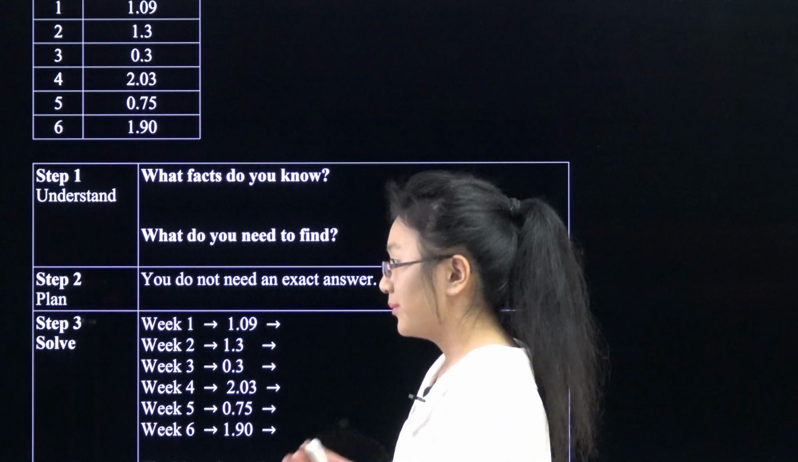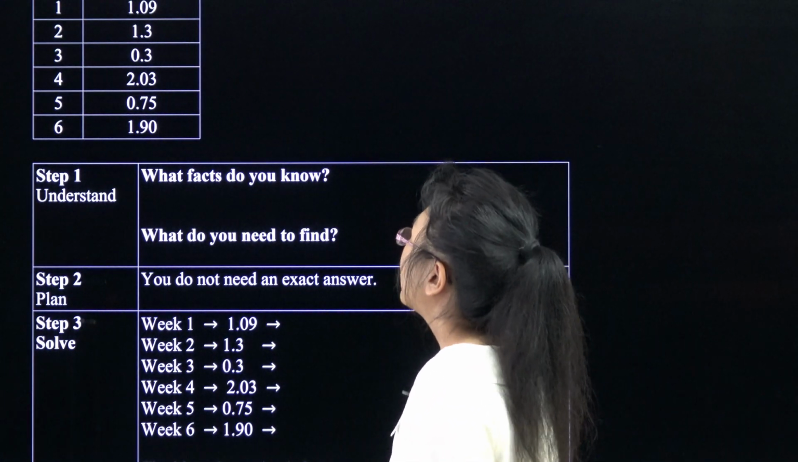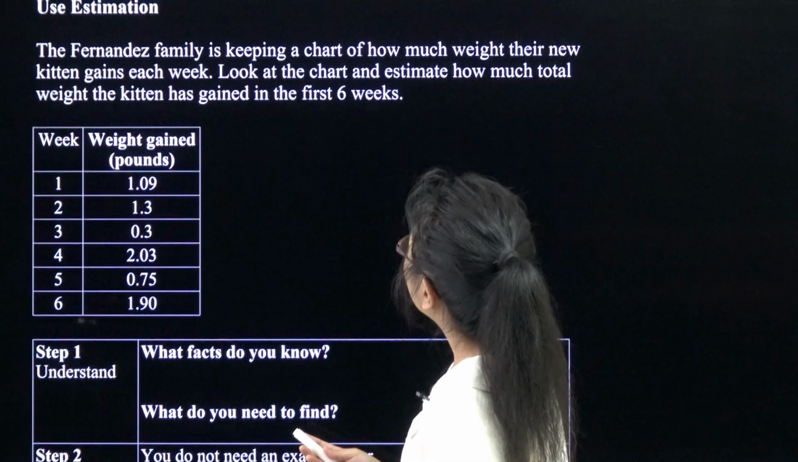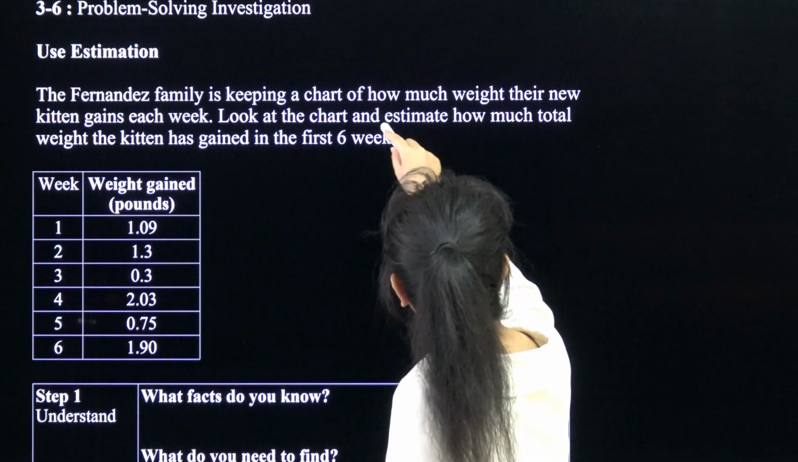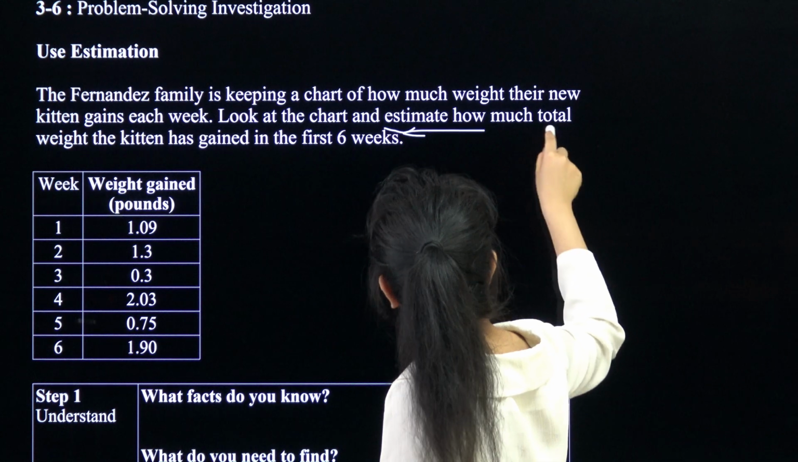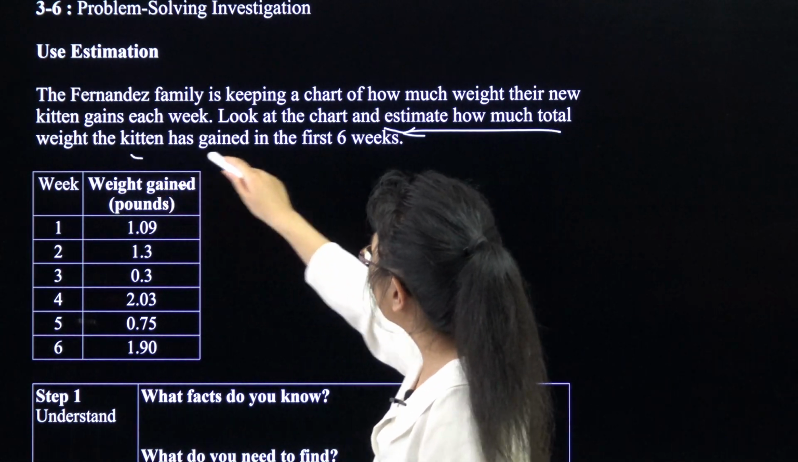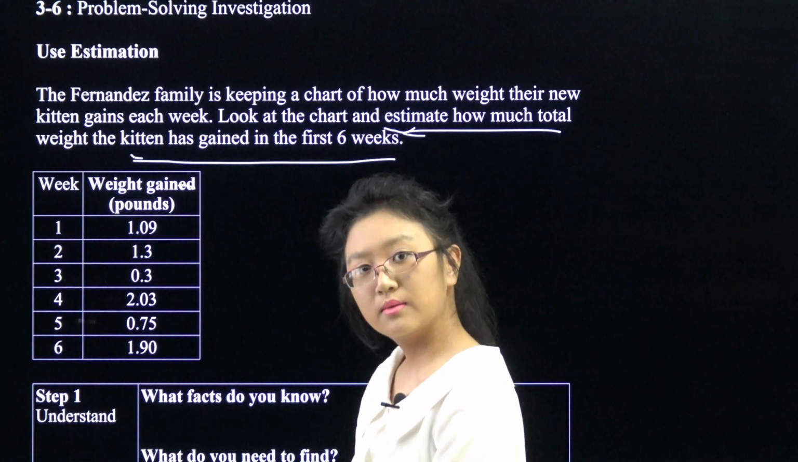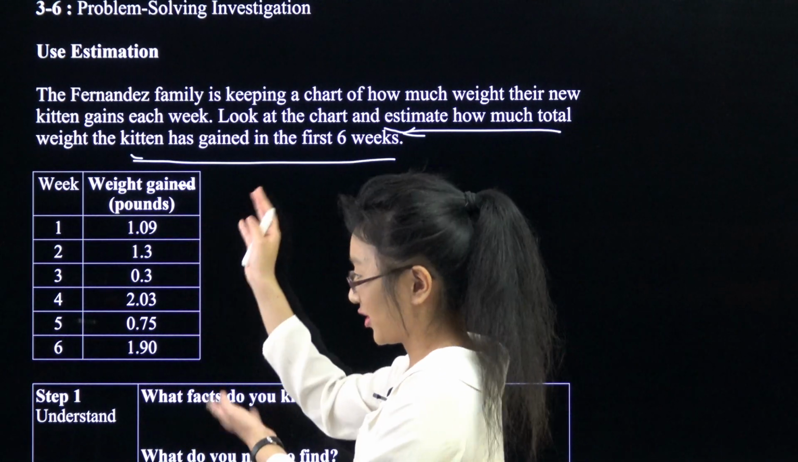So what facts do we know? We know the amount of weight that they gained in each week. So what do we need to find? We need to find an approximate total weight of how much the kitten has gained in these 6 weeks, or well, the first 6 weeks, but these 6 weeks are the ones that we get.